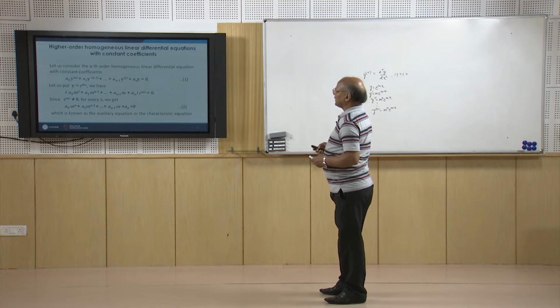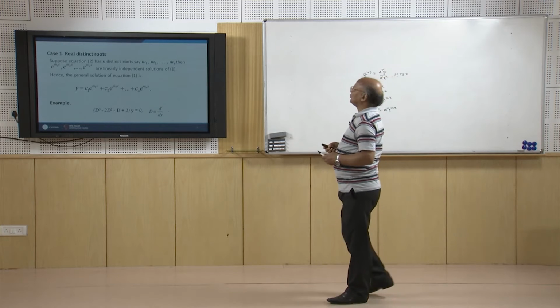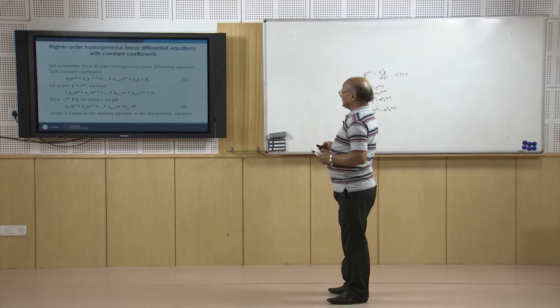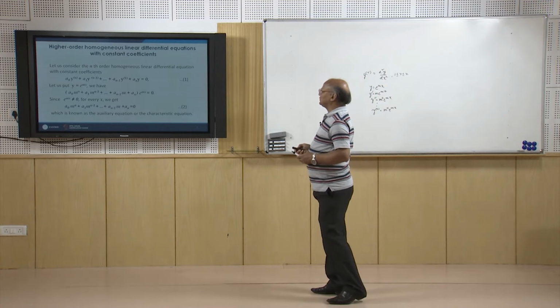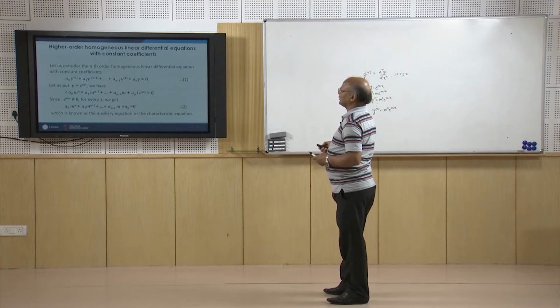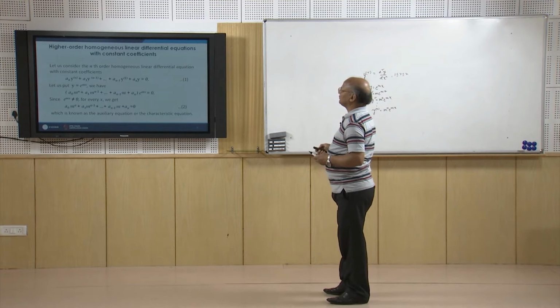So, there are three possibilities. The n roots of the auxiliary equation are all real and distinct. Then there is the second case where some of the roots may be equal, and then the third possibility where some of the roots may be complex. So, let us discuss each case one by one.